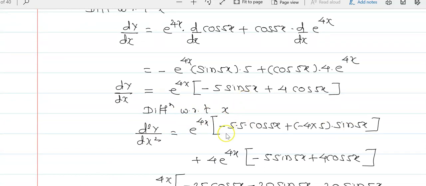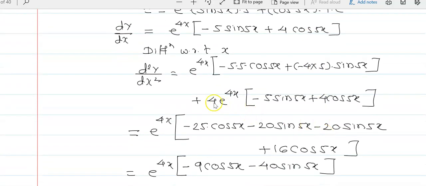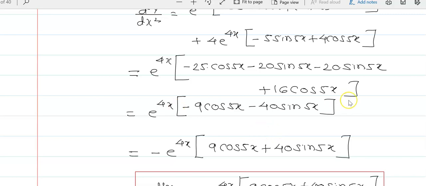Again, differentiate with respect to x. E raised to 4x, and derivative of sin of 5x is 5 cos of 5x. Derivative of cos of 5x is minus sin of 5x into 5. And overall, next, derivative of e raised to 4x is 4 e raised to 4x and remaining all the terms as it is. Take e raised to 4x as common and in the bracket you will get these terms.